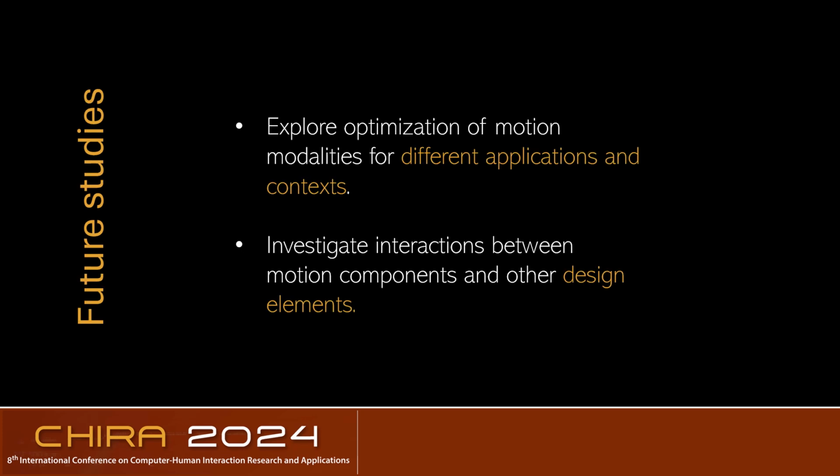The study also opens up new avenues for exploring how motion modalities can be optimized for different applications, ensuring that socially assistive robots are not only functional, but also well received by users. Future research could delve into the nuance of how these motion components interact with other design elements, such as visual and auditory cues, to create a holistic user experience.